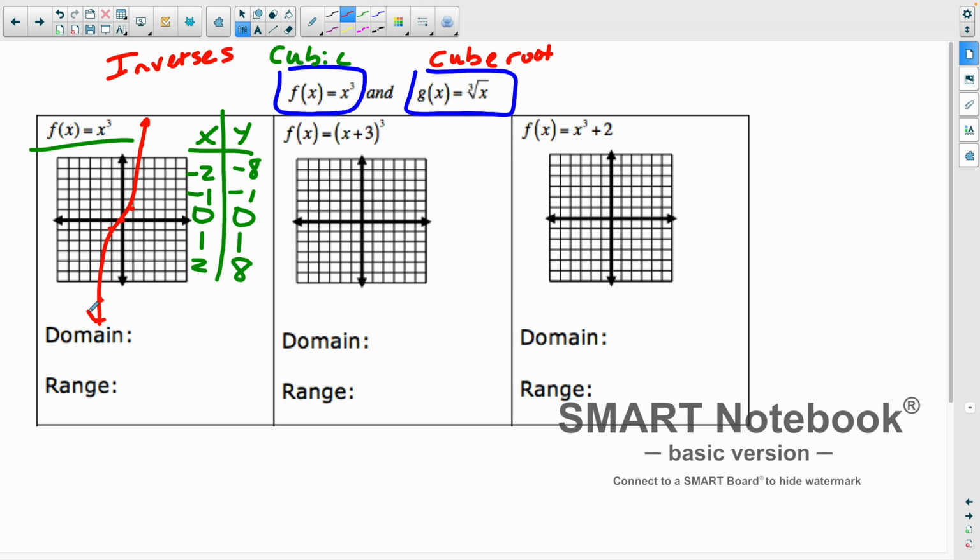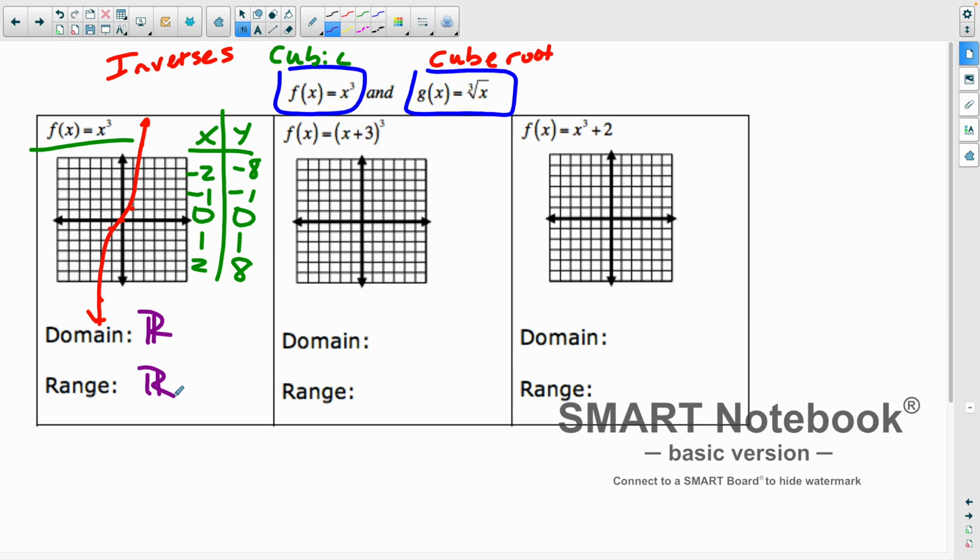What about the domain on this one? All real numbers. Is there any number you can't multiply by itself 3 times? No. All right. All real numbers. And my range here? All real numbers as well. It looks like it's going quickly to infinity and quickly to negative infinity. All real numbers also. Does the shape of those 2 graphs favor? The shape kind of looks the same. Kind of looks like it's been flipped or turned a little bit, right? But it looks a lot the same.